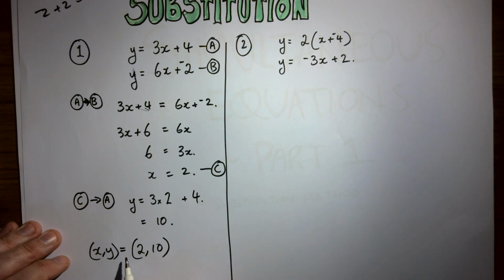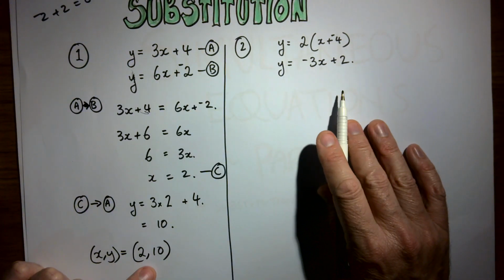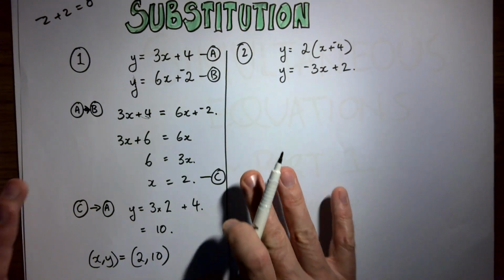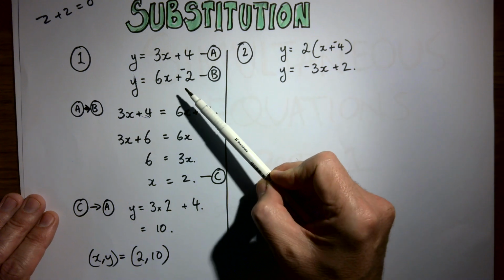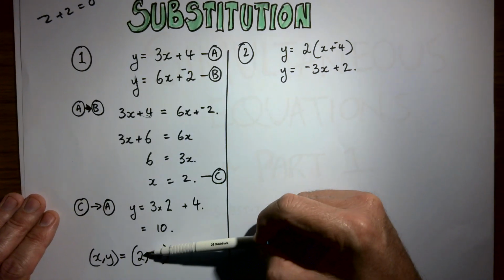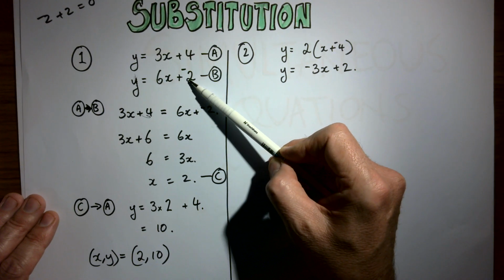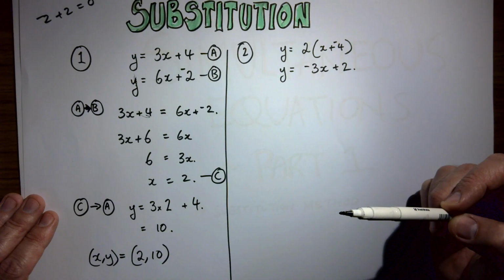Okay, now let's just have a little check. Let's look at this one here. Does that actually work? You should always know that you're right. That's the beauty of this thing, is that when you've finished, you can always check. So let's just look at B. We haven't used B very much. 2 goes into there. 6 times 2 is 12. Plus negative 2. 12 plus negative 2 is 10. Boom. y is 10. Sweet. It works.